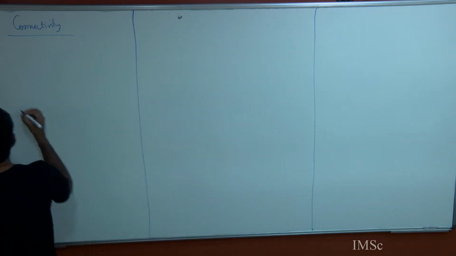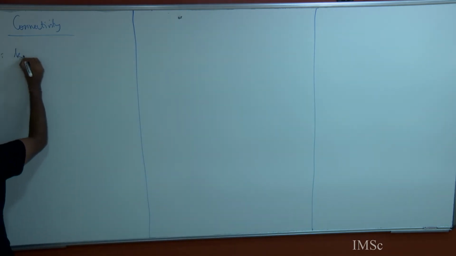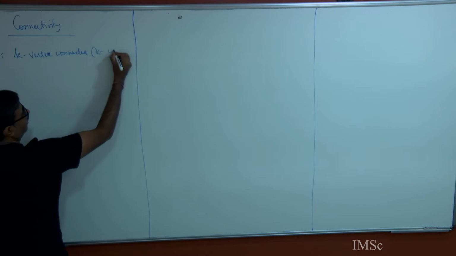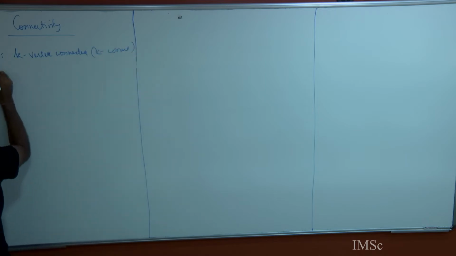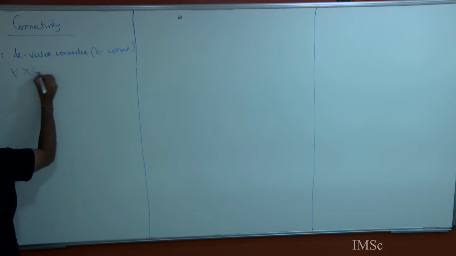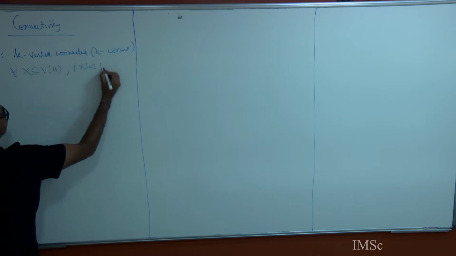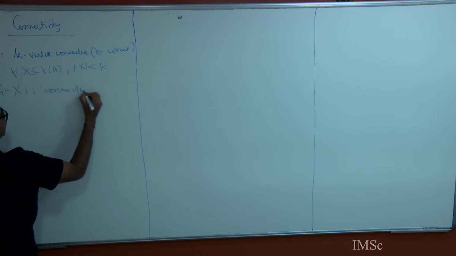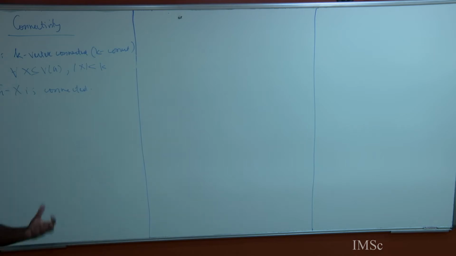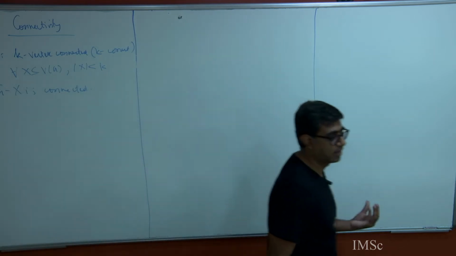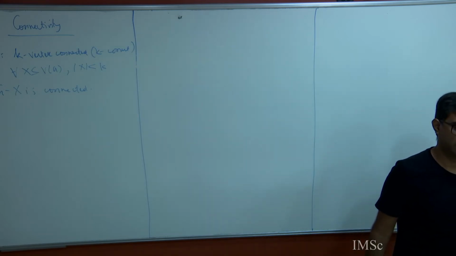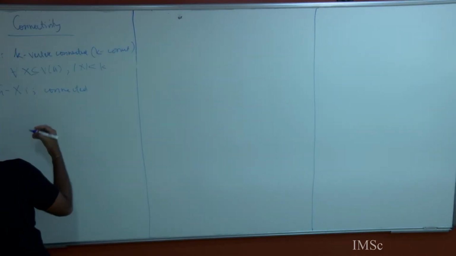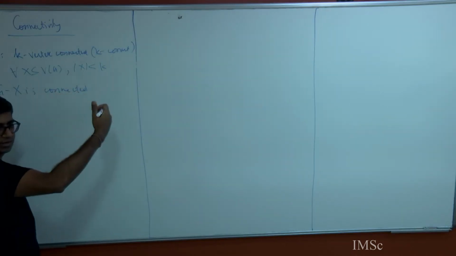So remember, we said that G is K vertex connected, or we will just say K connected, if for all X subset of V(G), mod X less than or equal to K, G minus X is connected. So when I say that a graph is K connected, it means that if you delete at most strictly less than K vertices, then the graph will still remain connected. This is what people mean when they say connected.